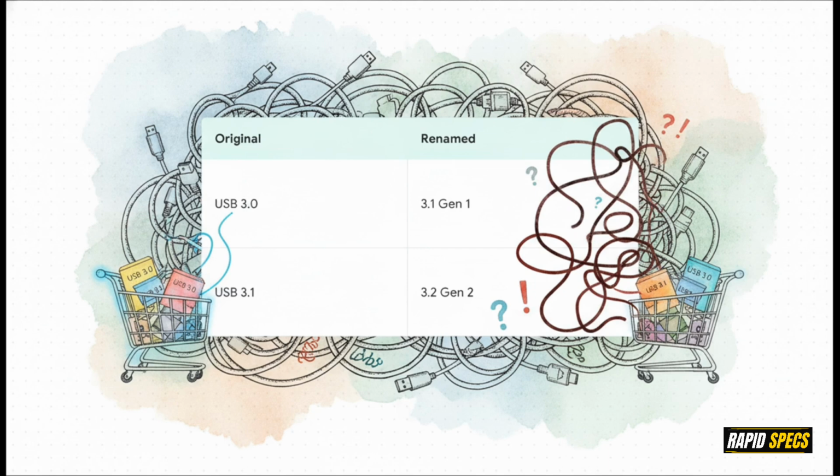USB 3.0 was suddenly relabeled USB 3.1 Gen 1. The newer version was then called USB 3.2 Gen 2. This renaming created an absolute consumer trap. You could literally be walking down the aisle at an electronics store, look at two products with incredibly similar-looking marketing labels on the box, but inside, they had completely different maximum speeds.